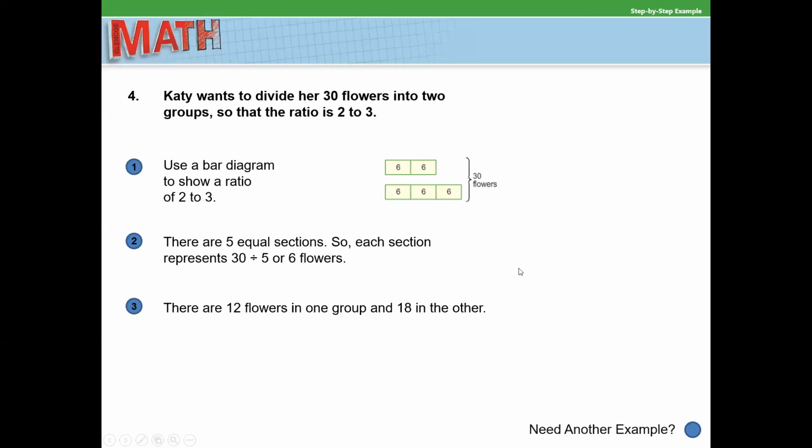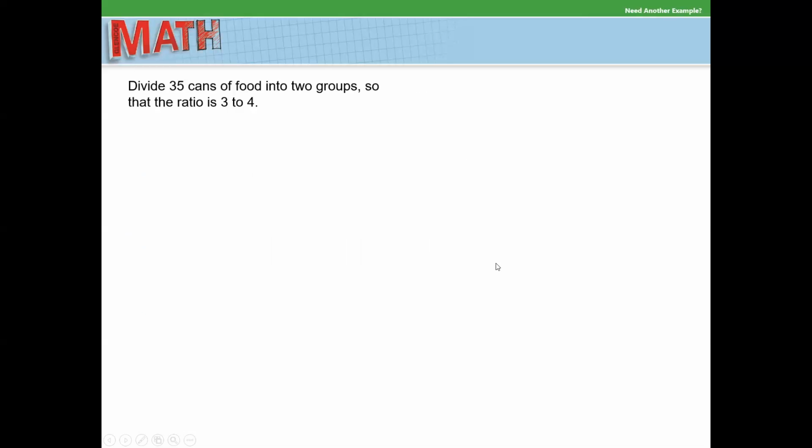Need another example? Divide 35 cans of food into 2 groups so that the ratio is 3 to 4. So you're going to start with a ratio table, count by 3s on the top, count by 4s on the bottom, add the 2 together until you come to a sum of 35. Pause the video, show your work, save your questions for when we work together.